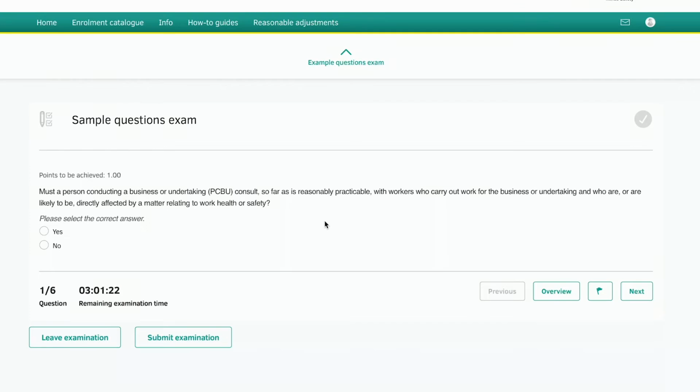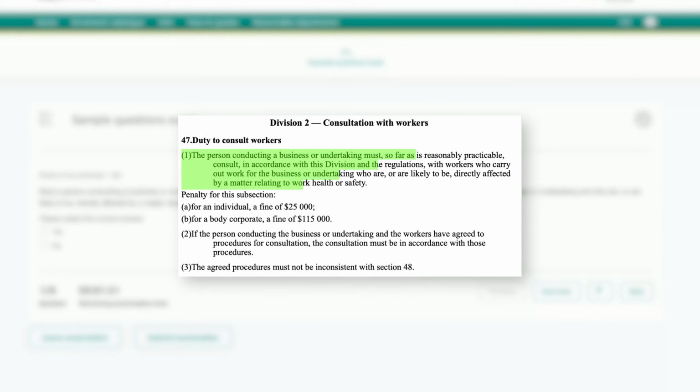Here are 2 examples. The question being asked here is, must a person conducting a business or undertaking, or PCBU, consult, so far as is reasonably practicable, with workers who carry out work for the business or undertaking and who are, or are likely to be, directly affected by a matter relating to work health or safety? To answer this question, you need to select the correct answer. Is it yes or no? This question is based on Section 47 of the WHS Act, and the answer is yes.